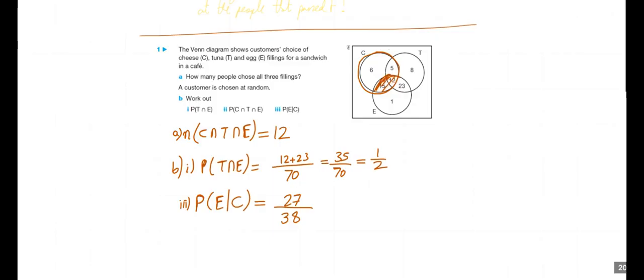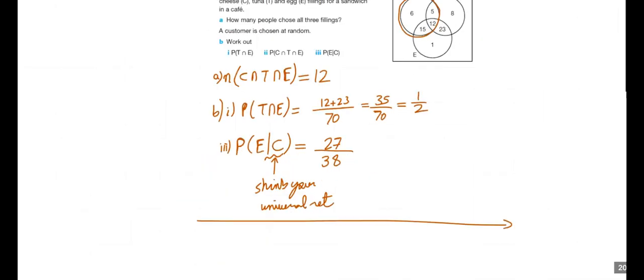Okay? So basically this shrinks your universal set. You're not talking about the full Venn diagram anymore. You're only talking about the C part. Okay? That's all you need to know. The only new thing about Venn diagrams, about conditional probability, okay? Perfect.